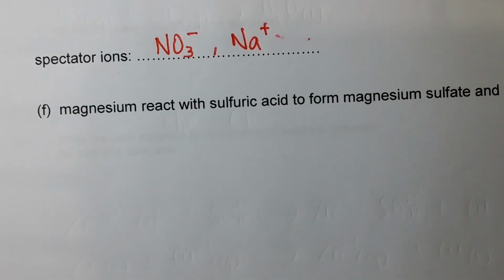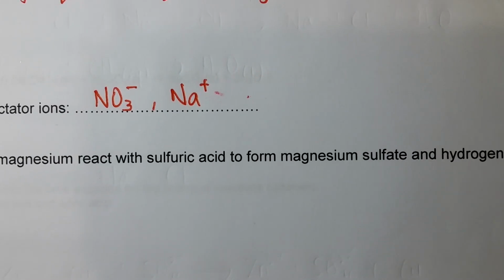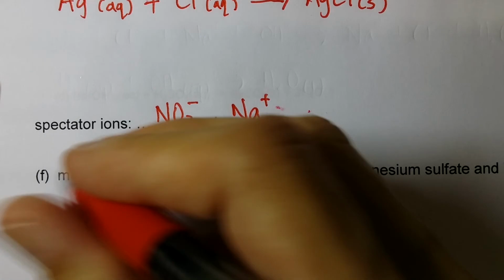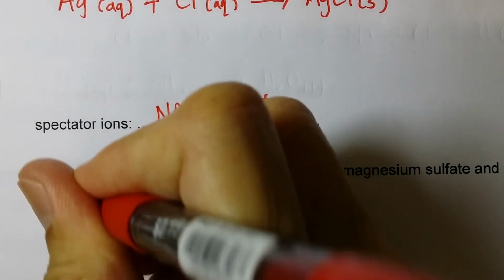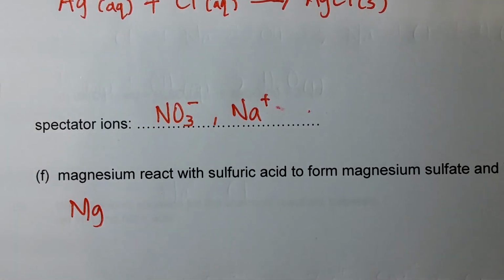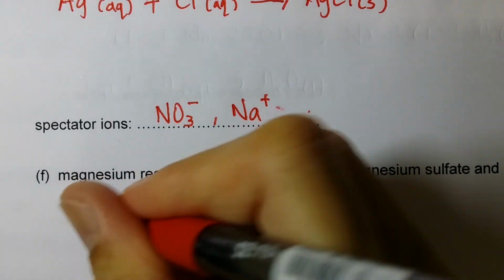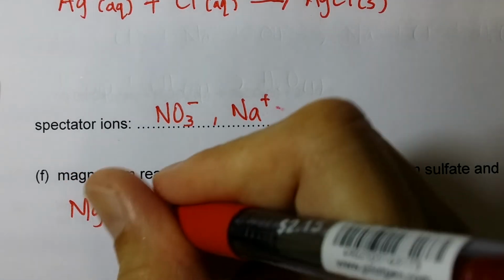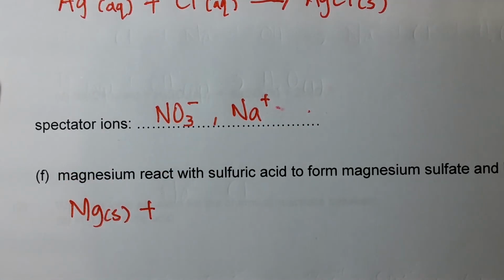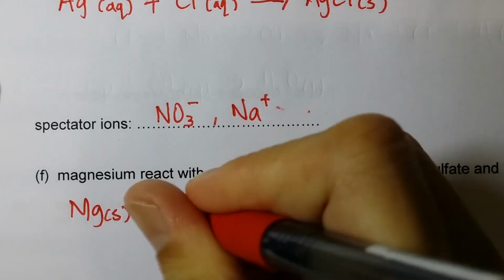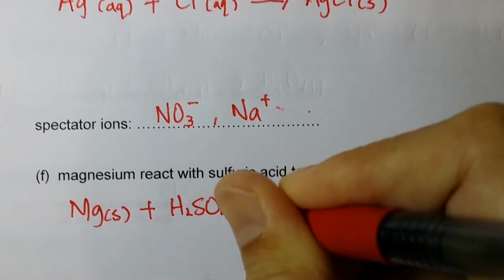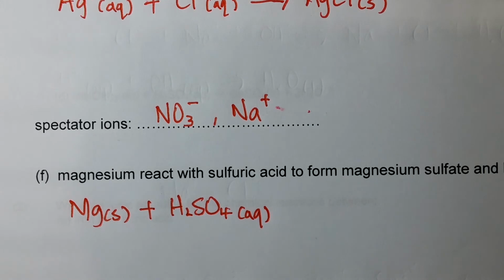Okay, how about this? Magnesium reacts with sulfuric acid to form magnesium sulfate and hydrogen. So in this question, the chemical equation is not provided to you. So you have to write it out on your own. Magnesium, Mg. What is the state for magnesium? Solid, because magnesium is a metal. All metals are solid except mercury. Sulfuric acid, H2SO4, acid, aq.